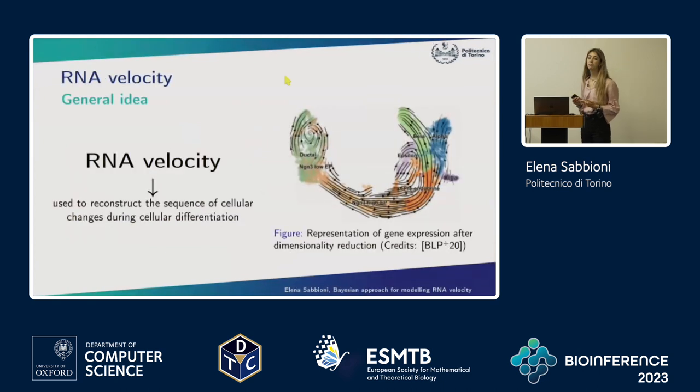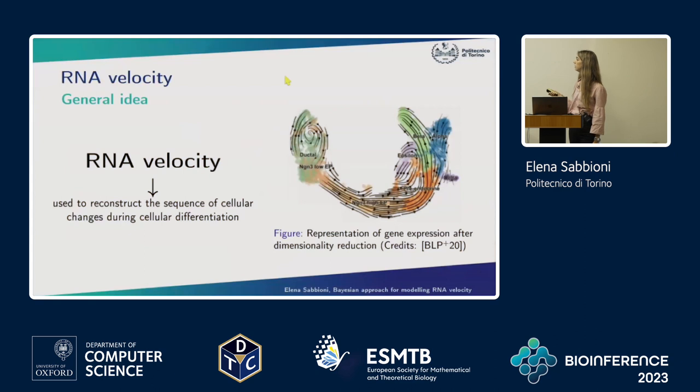So RNA velocity is a biological quantity that is strongly connected to cellular differentiation and to the evolution of cells. But to understand better what RNA velocity is, we can observe this plot here. Here we have the representation of the gene expression of different cells after dimensionality reduction has been taken. The different points here are different cells, and the colors are connected to the type of the different cells. So here, for example, we have ductal, proendocrine cells, and so on.